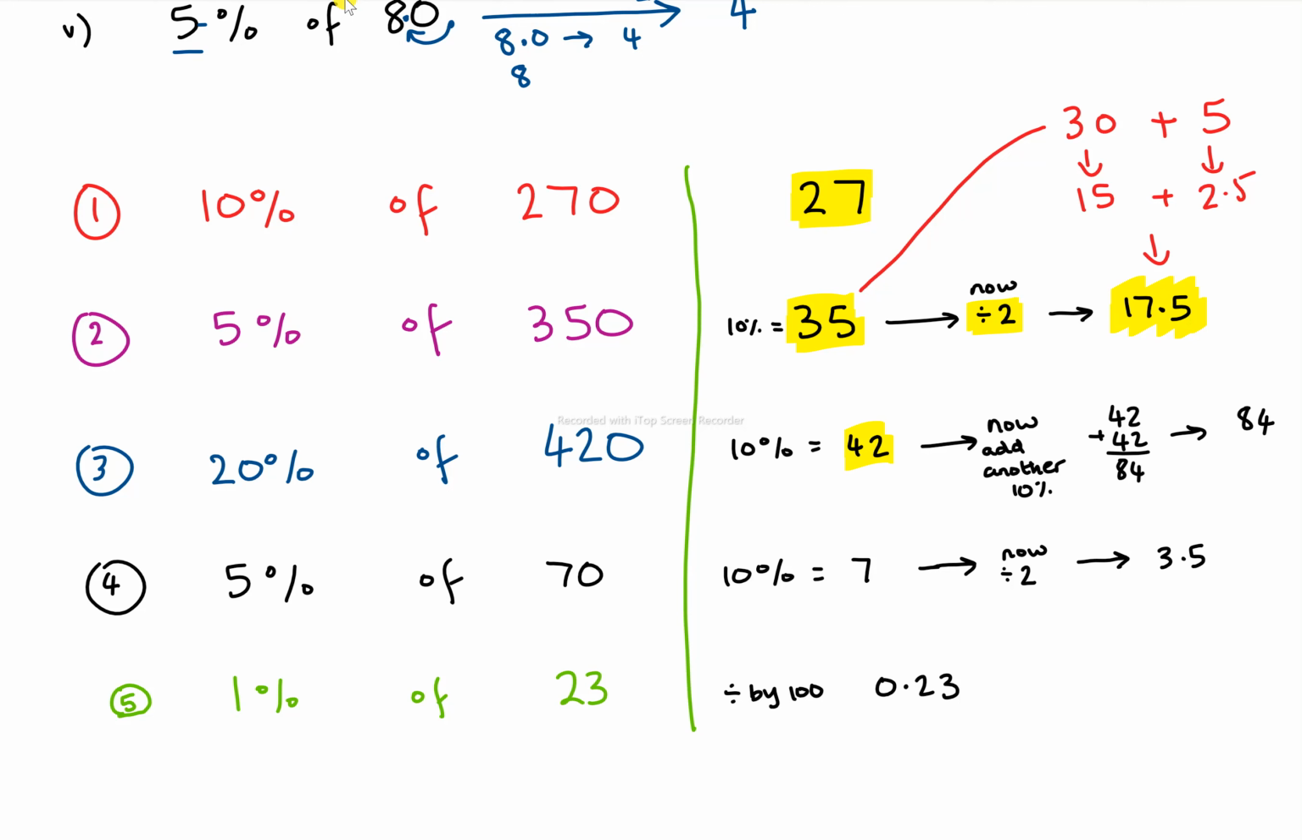10% is 42. And now I want another 10%. So 42 plus 42 is 84. 5%, you work out 10% and then you halve it. So remember, this is an odd number, so it's going to be tricky. Don't fall for any traps. So it's 3.5. And 1% is simply divide by 100, and you move the decimal point back 2 places. You get 0.23. Right, okay, that's that done. Practice those.